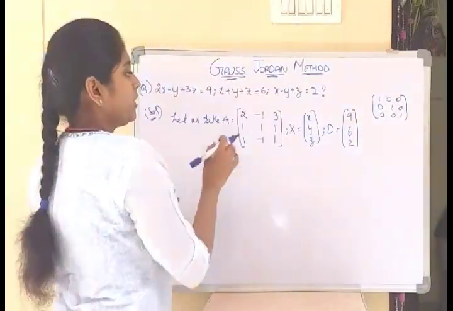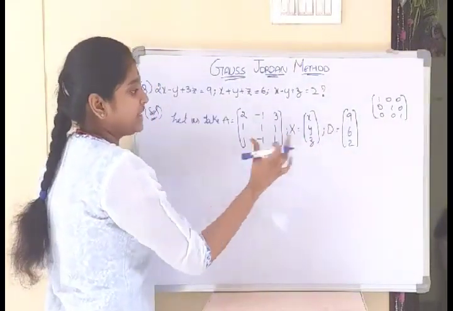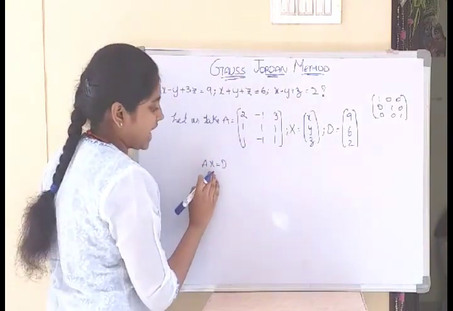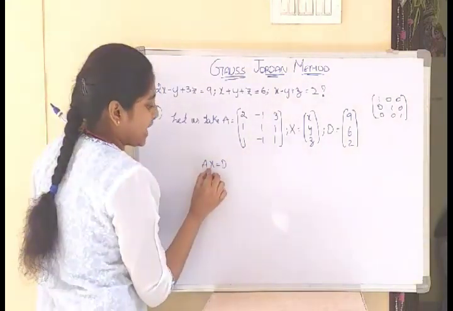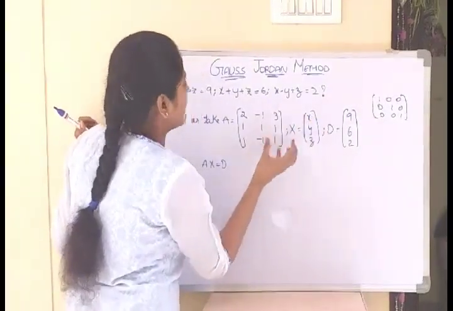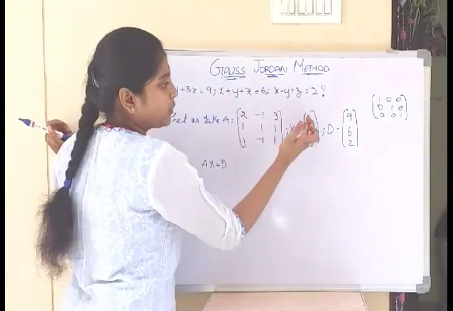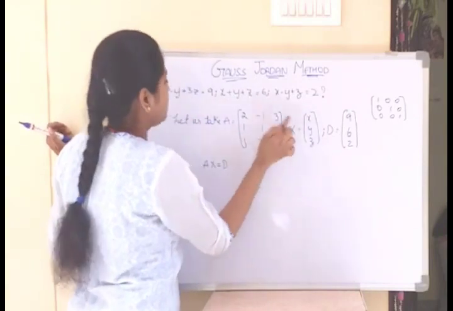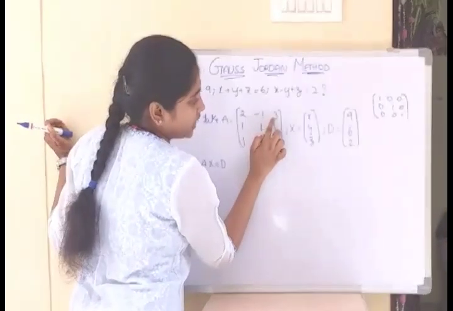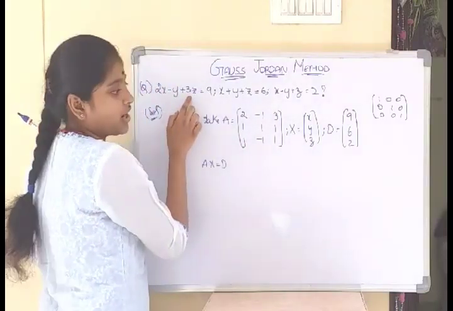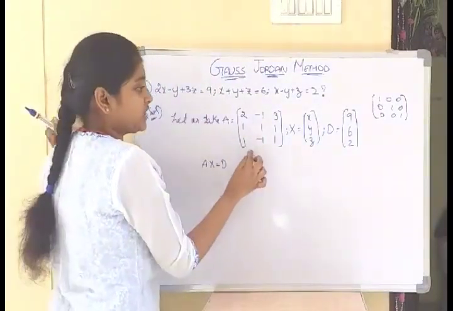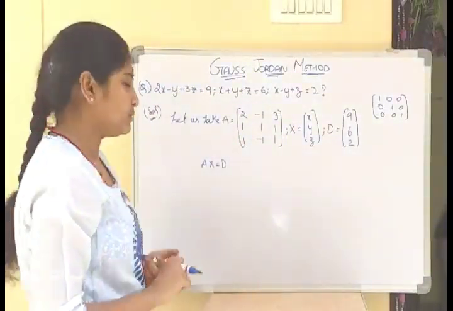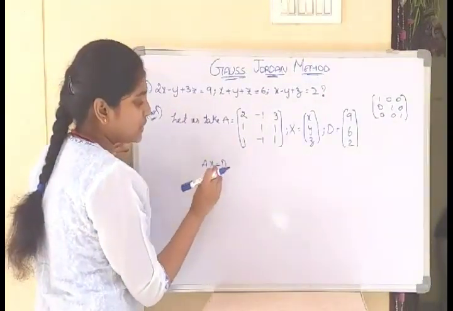Now we need to write it in the form AX = D. Why have I multiplied A into X? Because if you multiply A into X, we get the equations back. If you multiply 2 into x, it becomes 2x. If you multiply minus 1 into y, it becomes minus y. If we multiply 3 with z, it becomes 3z. So we got back the equations which we wrote from this matrix. Now it is in the form AX = D.